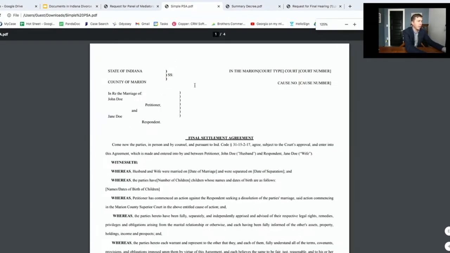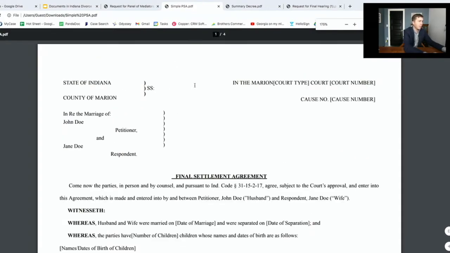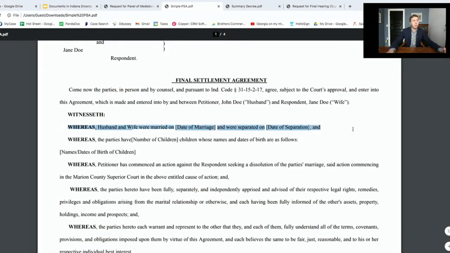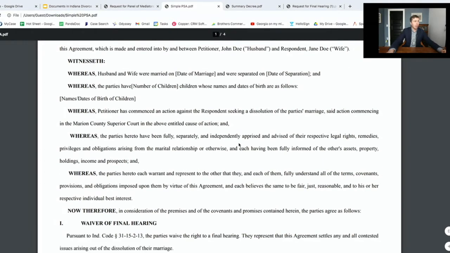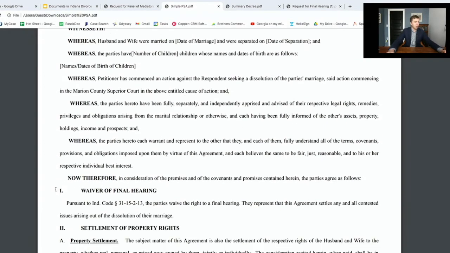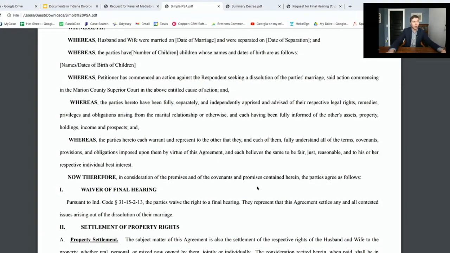So keeping the same theme here, you can see the caption, and then it goes down and it recites things that are included in the decree. It's the date of marriage, date of separation, includes children information, includes information about the case, and then it also includes what's important here, the waiver of final hearing. It says the parties here waive the right to a final hearing and represent that this agreement settles any and all contested issues arising out of the dissolution of marriage. So you can then go through and see what this agreement is.